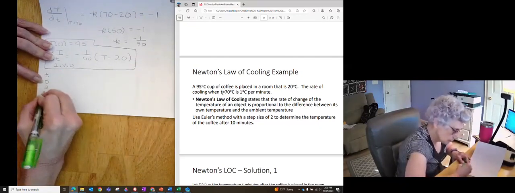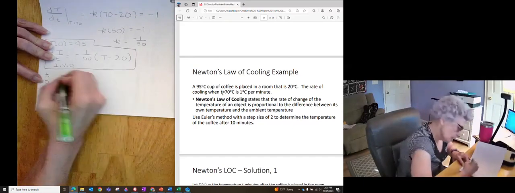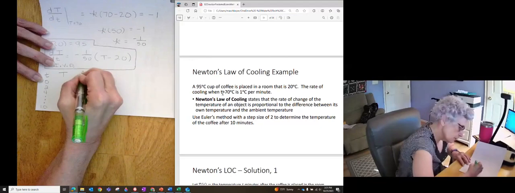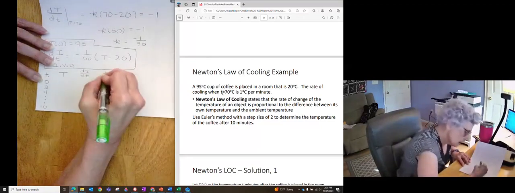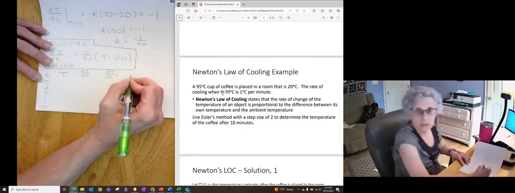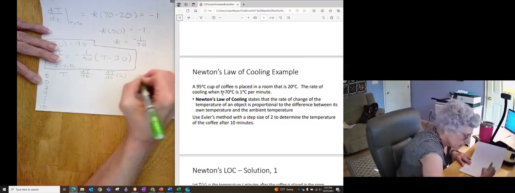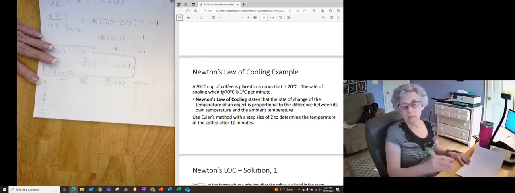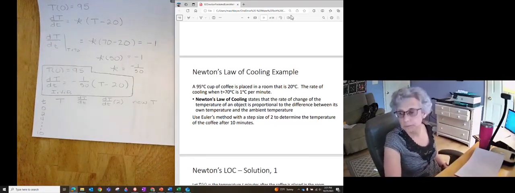and it would go 0, 2, 4, 6, 8, 10. Then I would have a column for the temperature. I would have a column for the derivative, T prime or dT/dt. Then I would have a column for the derivative times the step size, and we're given a step size of 2. And then I would have a new temperature, or next temperature. So I'm going to set that up in Excel for us, and then we'll figure it out using Excel.